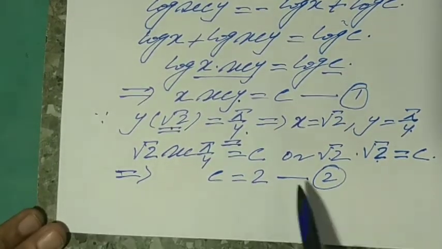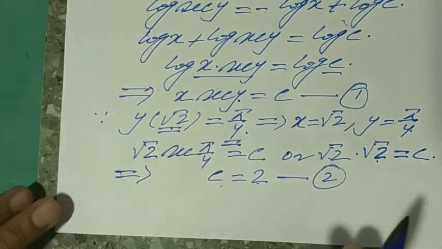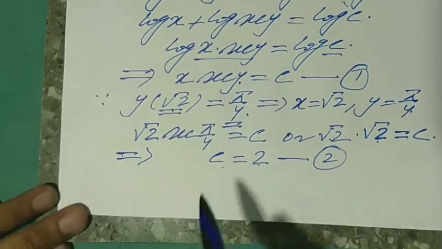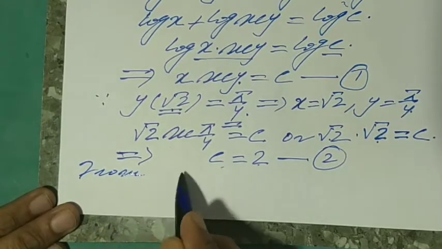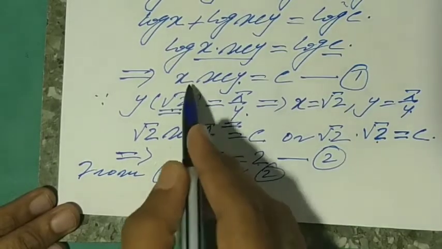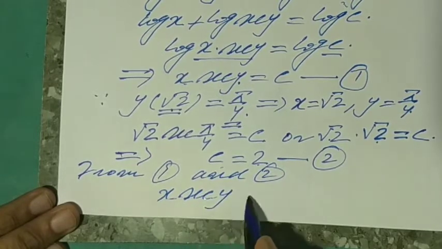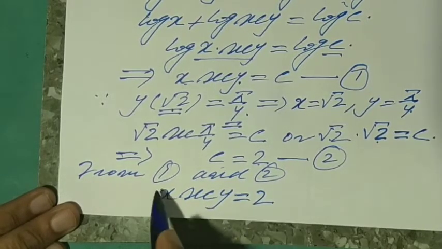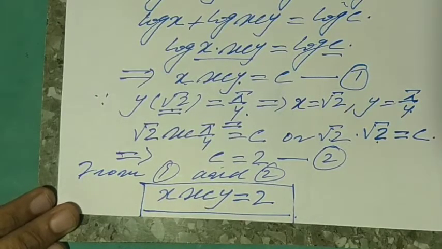Now we substitute this value of c in equation number 1, which gives us the required solution of the given differential equation. So from 1 and 2, we get x sec y is equal to 2, which is the required solution of the given differential equation.